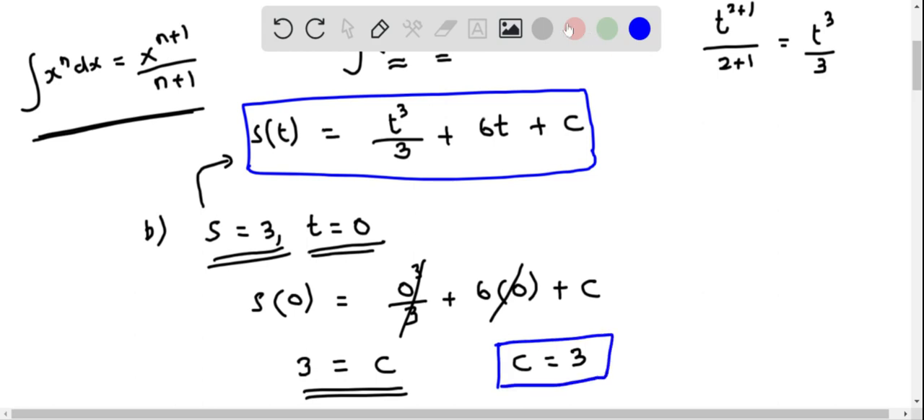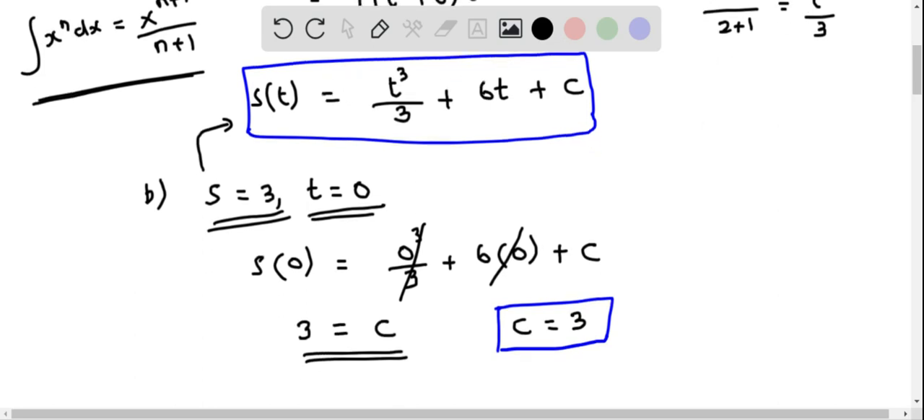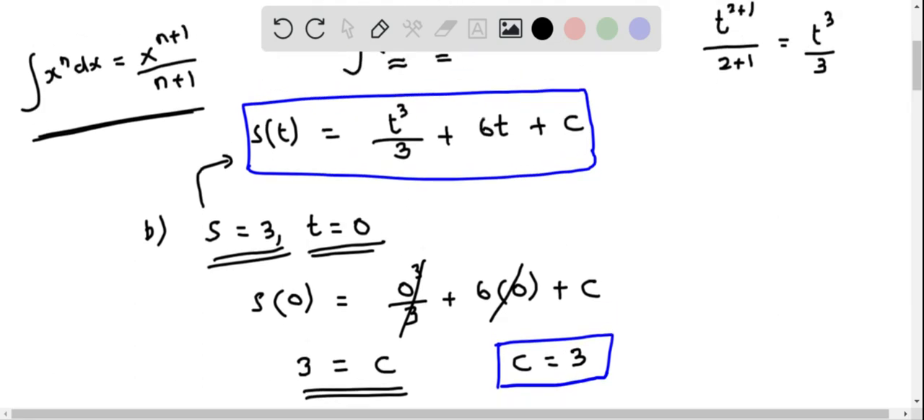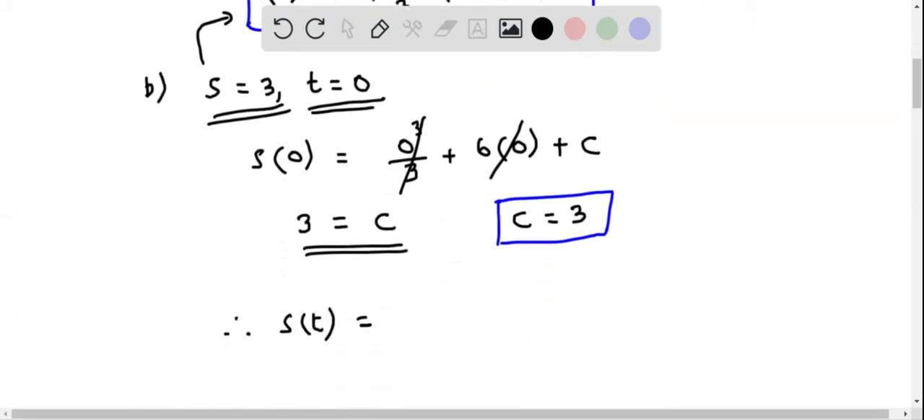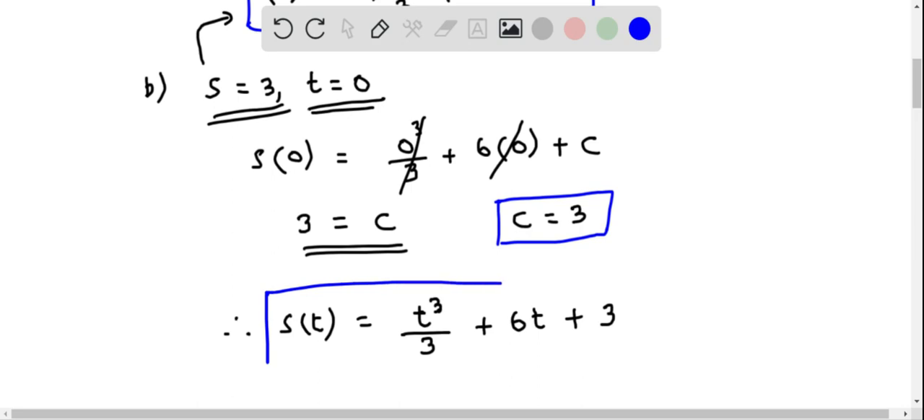And so now we can rewrite the expression for the position function by replacing this value of c into the position function. So we can rewrite this position function, that is s of t. This equals t cubed by 3 plus 6t plus the integration constant. Replace that by 3. So this one is the position function.